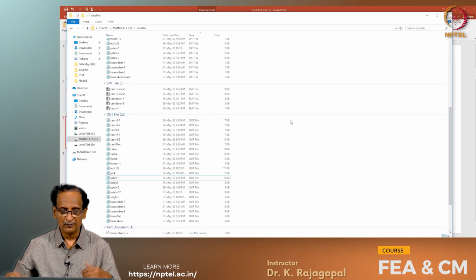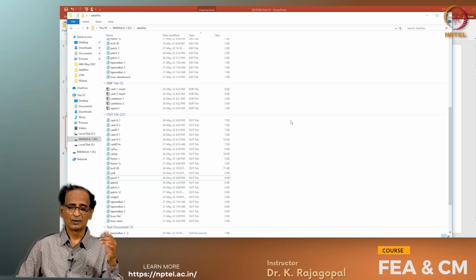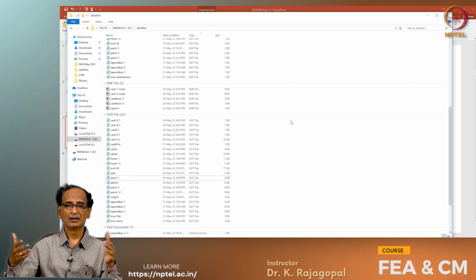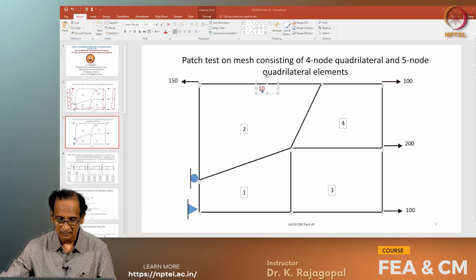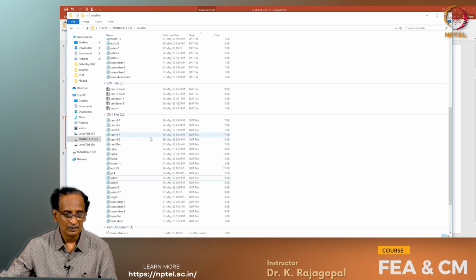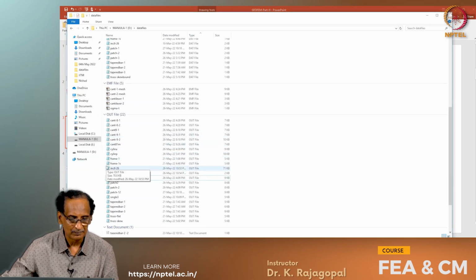Okay. So, when we perform the patch test, we must make sure that your boundary conditions also enable the patch to pass the patch test. Okay. That is very important.